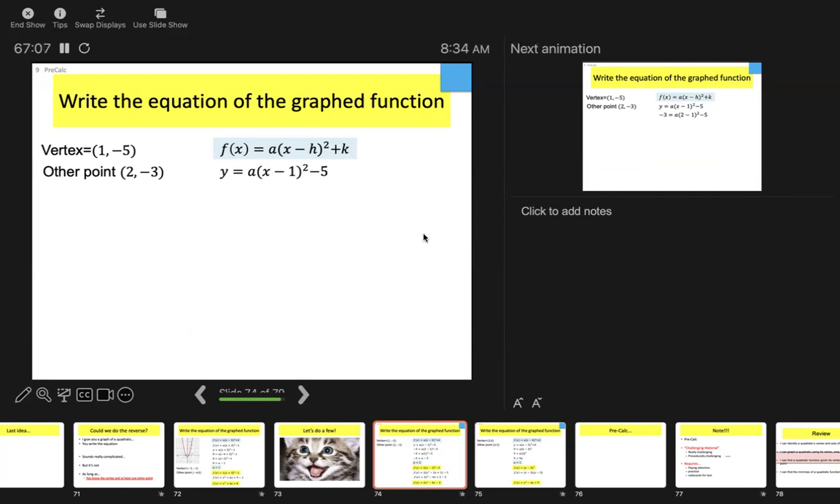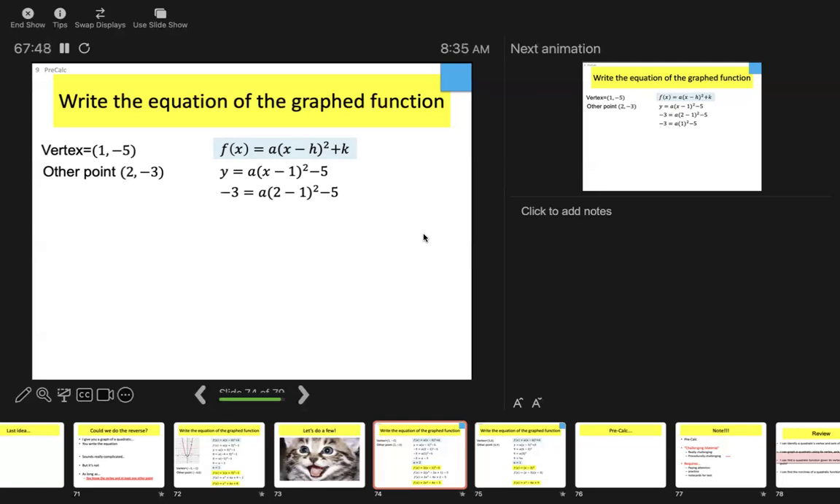Now you're going to want to find the a, so plug that point 2 over. Tell me what to write. Okay, so negative 3 equals a times 2 minus 1 squared minus 5. Keep going. You square the parentheses, and then you subtract 5 from that one thing. What do you get?